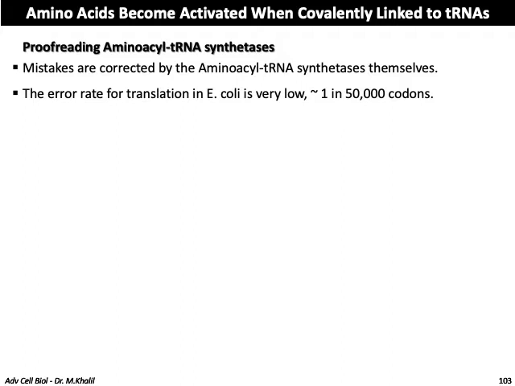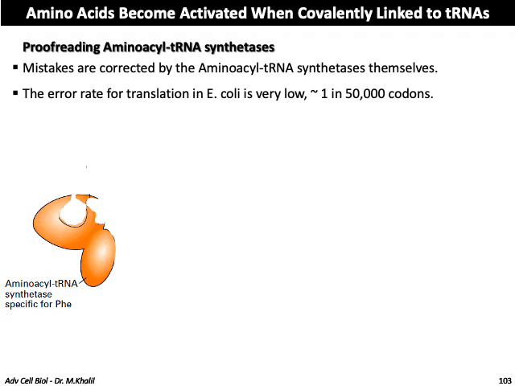Amino acids become activated when covalently linked to transfer RNA. These aminoacyl-tRNA synthetases have a proofreading characteristic in which mistakes are corrected by the enzyme itself. The error rate for translation in E. coli is very low, 1 in 5,000 codons.